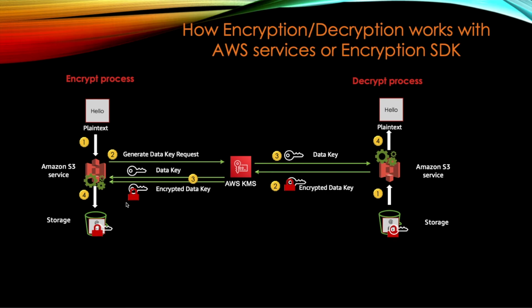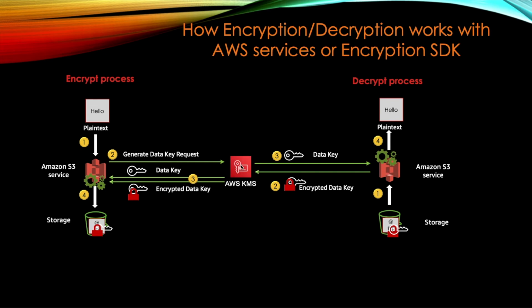But now when somebody tries to access it, you send a request, hey, I want to read this particular file, but they cannot read it directly because first it needs to be decrypted. That's what S3 is going to do. First, S3 will take out the encrypted data key, and because the encrypted data key cannot be used to decrypt, it will send it to KMS and say, hey KMS, can you decrypt it?